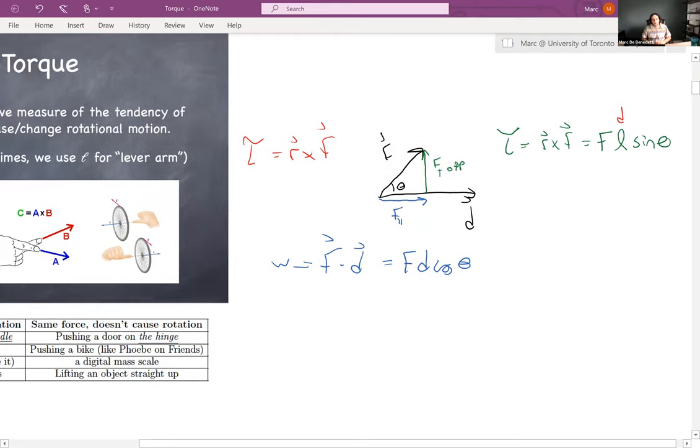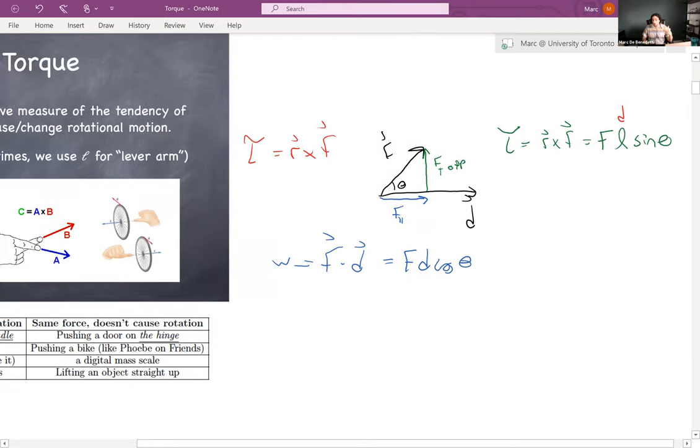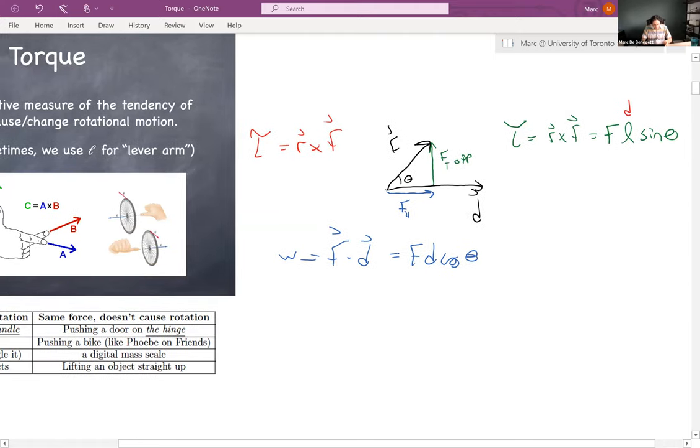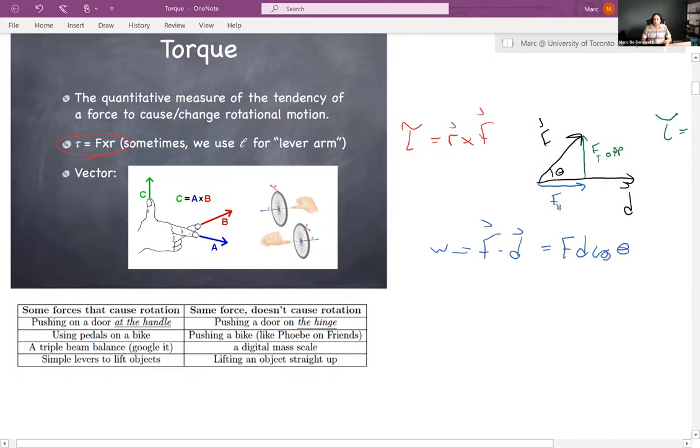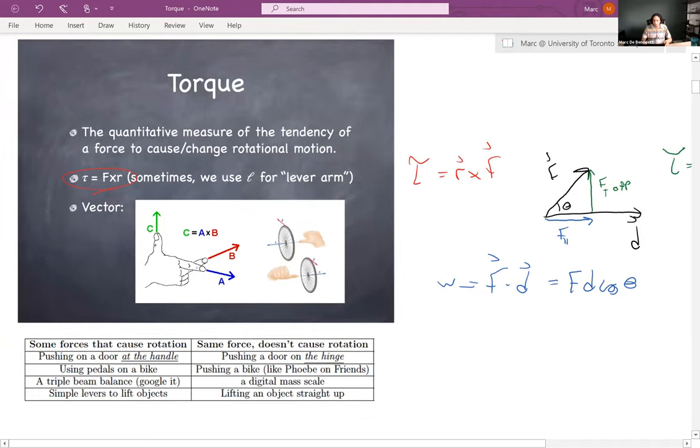So that's what you're thinking about. Torque is the multiplication of the perpendicular component of the force multiplied by the length of the lever arm. So that's what it is mathematically. Now, the cross product, you might remember from grade 12 calculus and vectors, actually results in a vector, whereas the dot product results in a scalar. So torque is actually a vector.